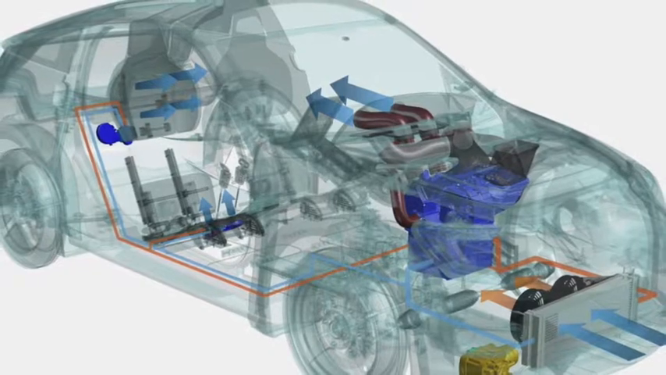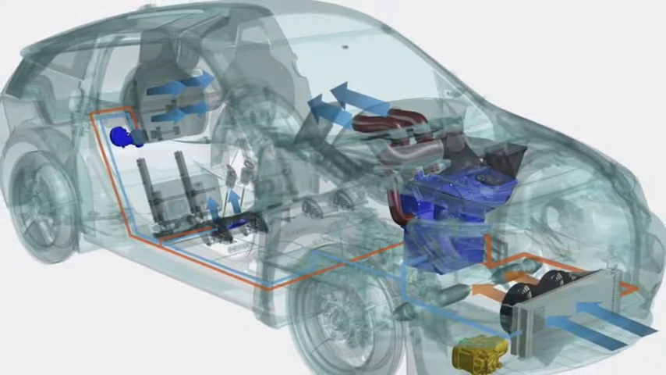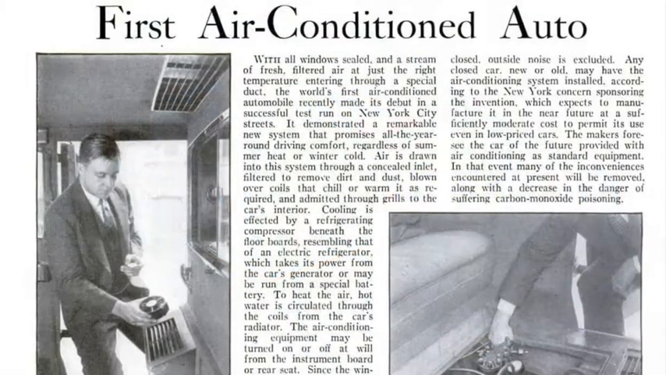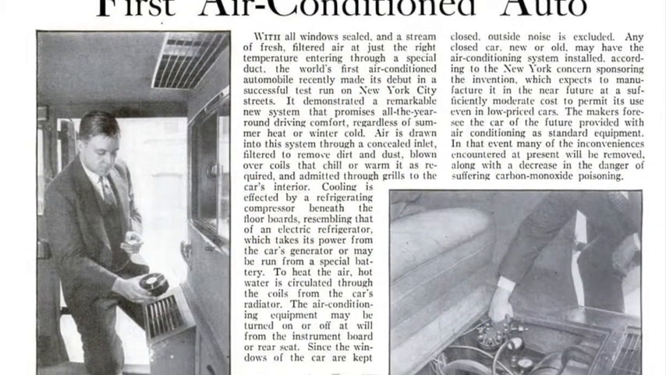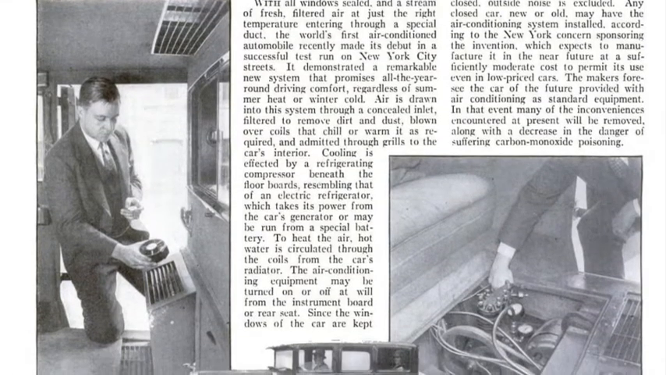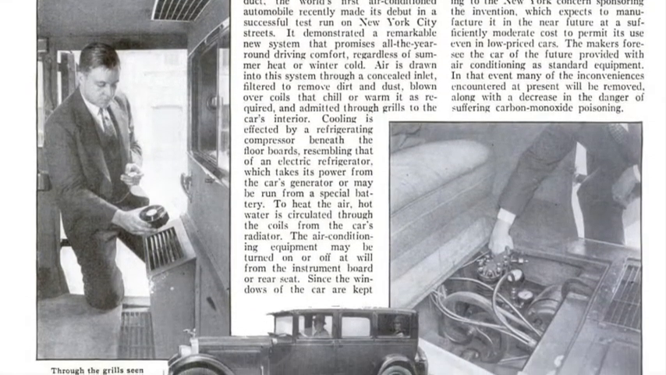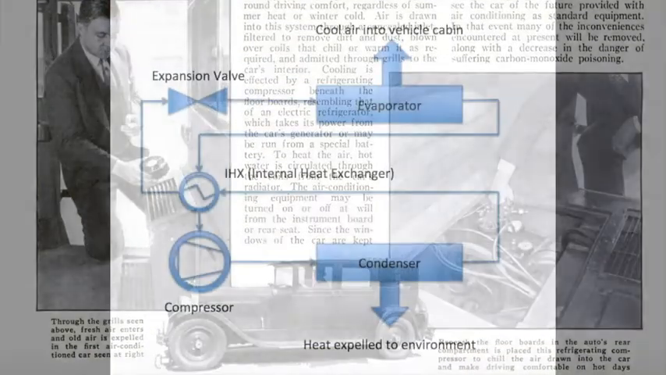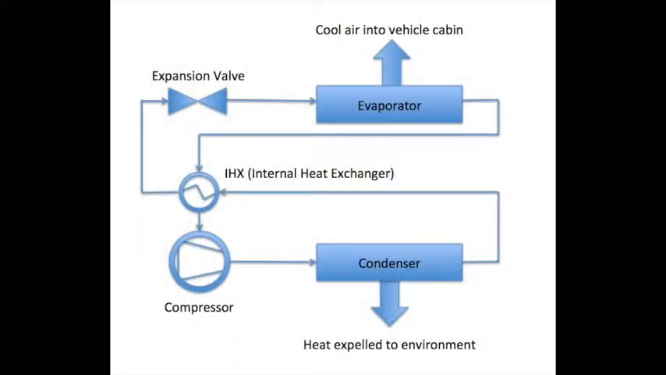We're here to discuss system architecture improvements to air conditioning systems. In 1933, a company in New York outfitted vehicles with the first ever air conditioning system. And after nearly a century of optimization, the refrigeration cycle hasn't changed, but for the components used, there have been some massive improvements.